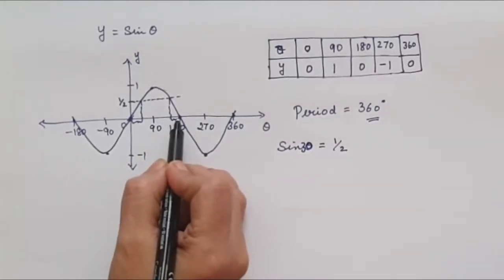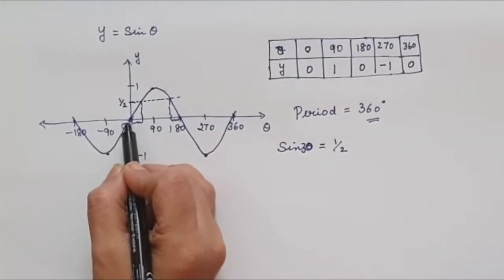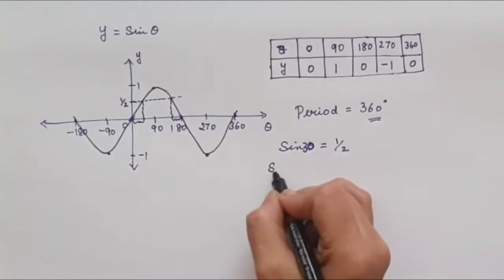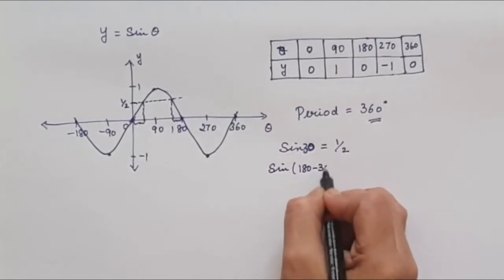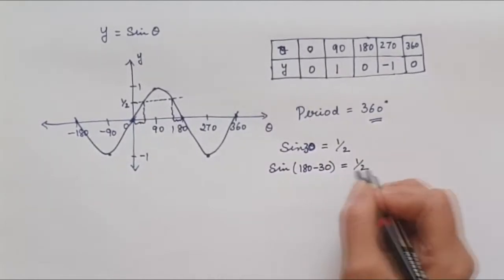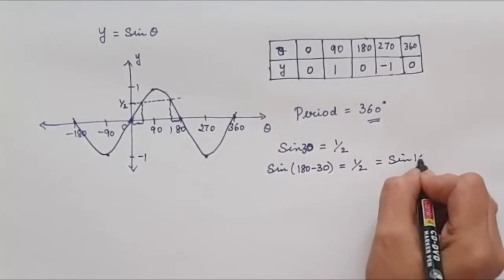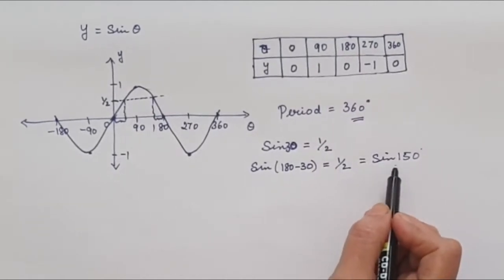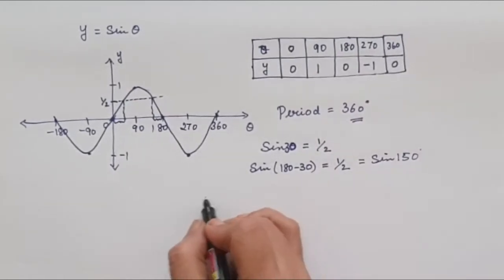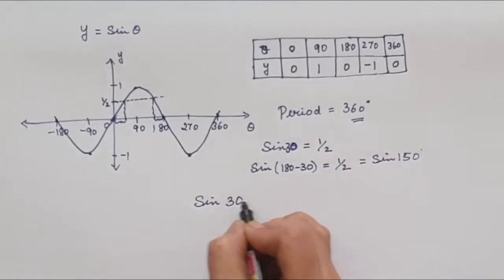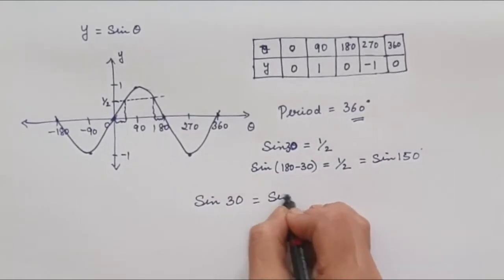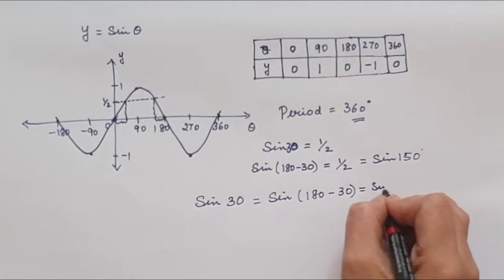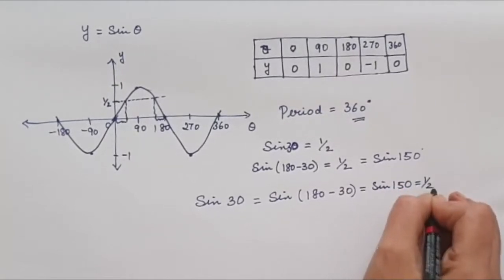Now, in order to get the value over here, from 0 we are adding to the right. When we go forward, we add. Now we are going back, so we subtract. So sine of 180 minus 30 will also be equal to half. This is nothing but sine 150. You can check using your calculator. Sine 30 will also be equal to half and sine 150 will also be equal to half. That is, we can write sine 30 equals sine of 180 minus 30, which equals sine 150, which is equal to half.